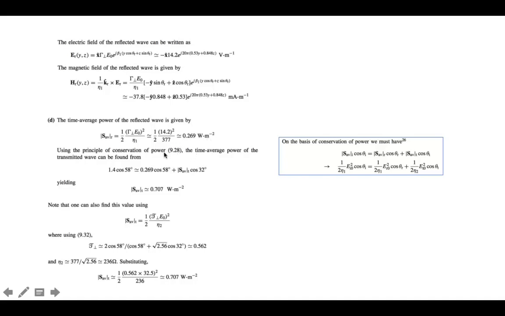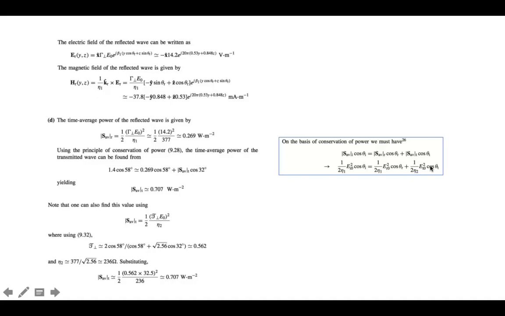Now we can use the principle of conservation of power to get the time average power of the transmitted wave, because we now know the time average power of the incident wave that was given. So basically, you can use this expression right here, or a combination of this one and this one. Since we know the incident wave's average power directly, it was given in the problem, we can basically just plug that in. We can plug in the various electric fields, or since we also now know the reflected wave, then it's a direct solution to find the transmitted wave power.